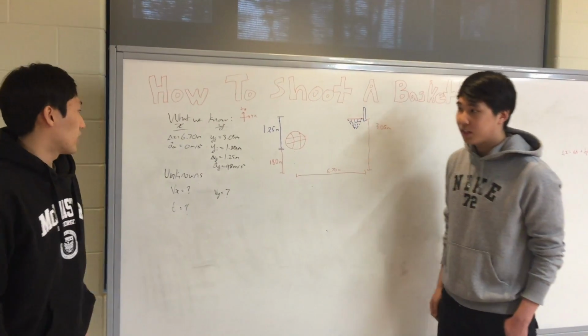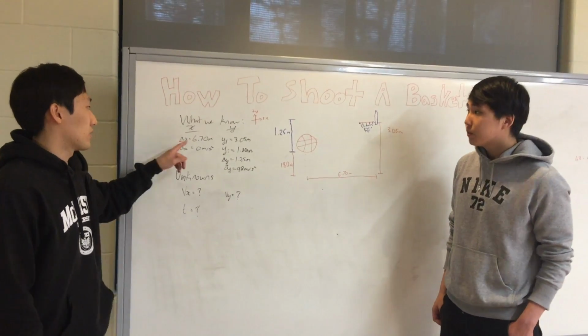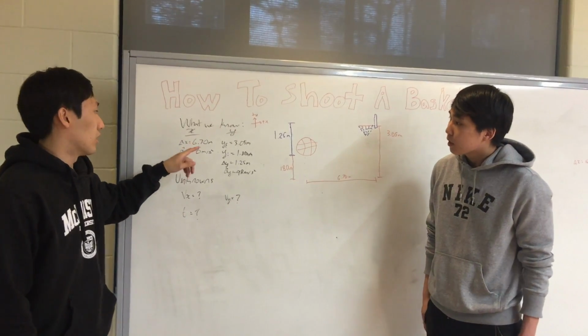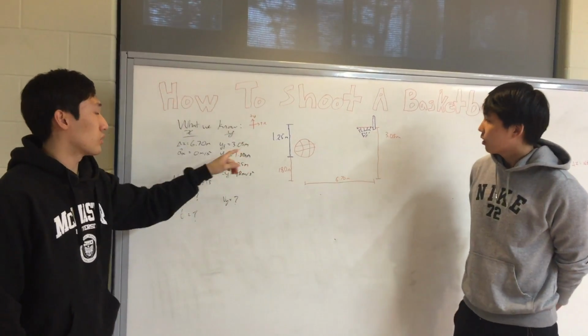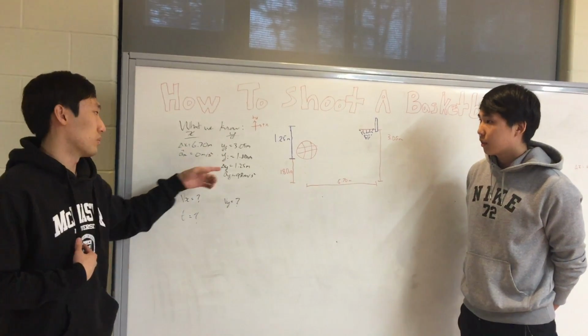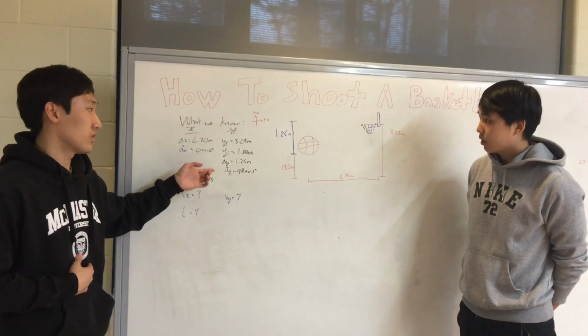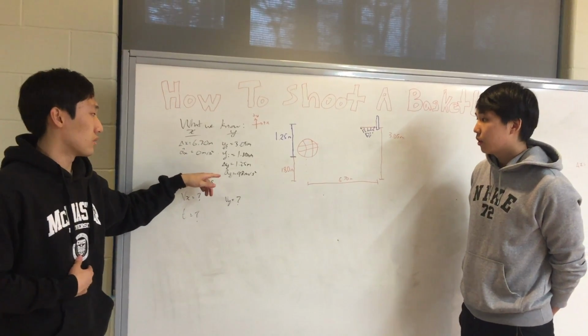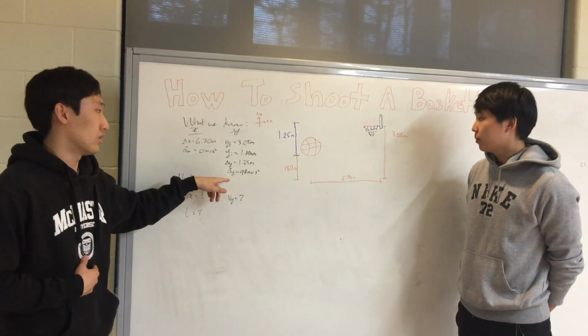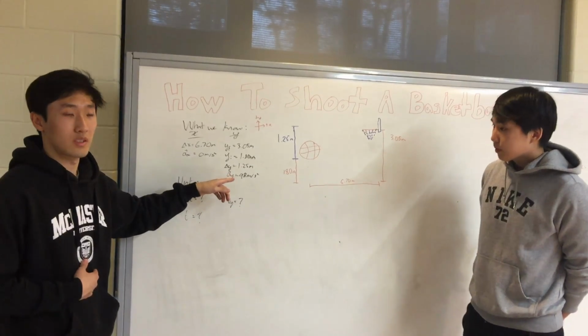So we know from NBA standards that the 3-point line is approximately 6.70 meters. The vertical height of the rim is 3.05 meters, and then I'm approximately 1.80 meters. So the vertical displacement is about 1.25 meters. We also know that there's a force of gravity, so there's a negative acceleration for the y component, which is 9.8 meters per second squared.